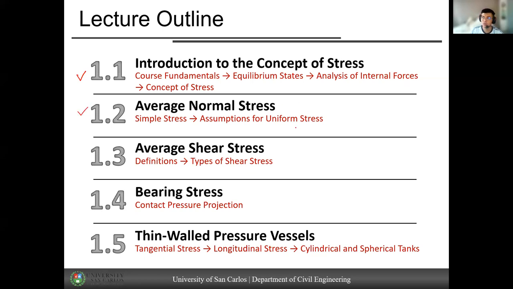Then on Tuesday we'll meet again, since there's no class on Thursday because it's Cebu City Charter Day. So we'll meet now and then on Tuesday next week, that's February 22. Then we can discuss other topics to catch up: shear stress, bearing stress, and thin-walled pressure vessels, that is tangential stress and longitudinal stress. But let's start off with the concept of stress first.